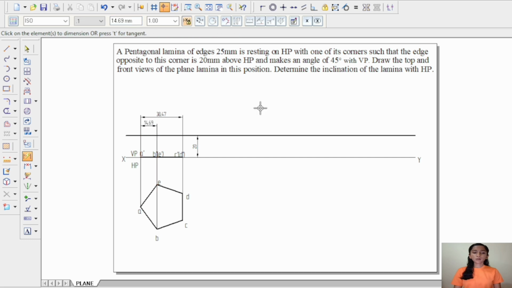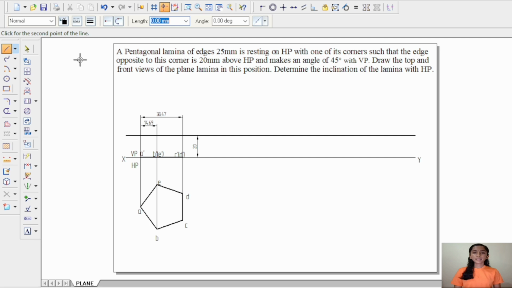So the dimension of A dash to C dash D dash is 38.47 and the dimension of A dash to B dash E dash is 14.69. So in the next step, select the arc by center point and take a reference point on the XY line. Give the radius as 38.47 and cut this line.